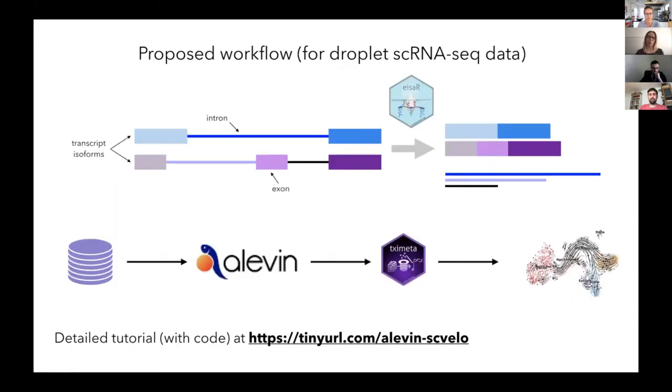So the other thing I wanted to point to is exactly that. We also propose a workflow based on our evaluations. This is specifically for droplet single-cell RNA-seq, for example, from 10x Genomics. So this workflow has two steps.